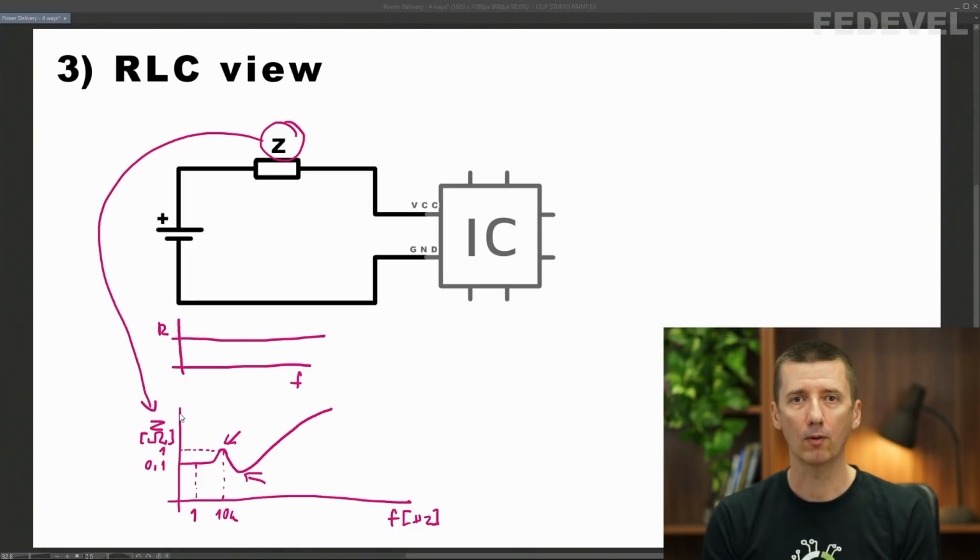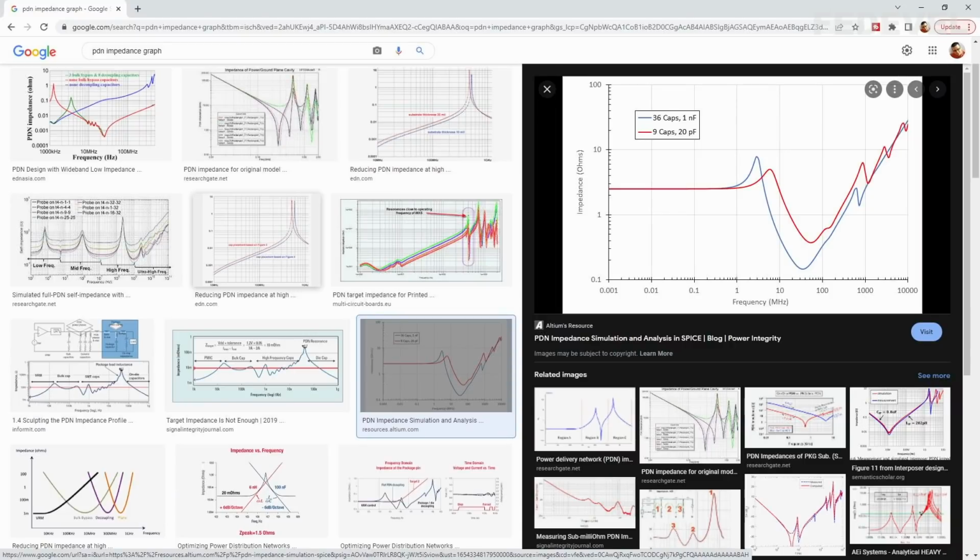And if you don't know how exactly this impedance graph looks for your board, how you are going to be sure that the voltage on your chip is going to be always between 2.97 and 3.63 volt? You don't. However, you can measure or simulate this graph. It's called PDN impedance graph.